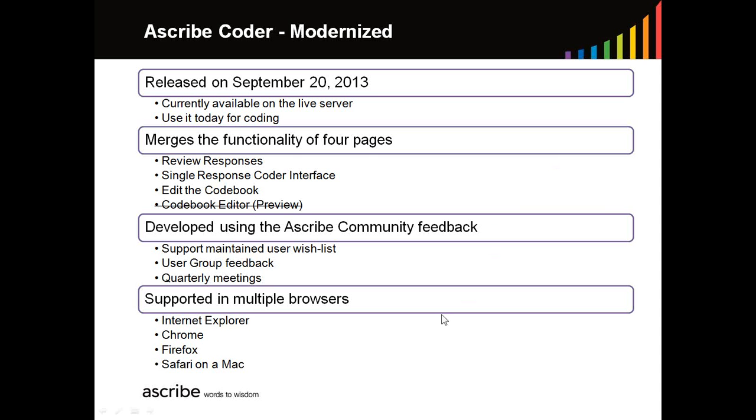Okay. Also, one of the reasons that we merged the functionality of these 4 pages into one was we had to rewrite them anyway so they could be supported in multiple browsers. Ascribe Coder can be accessed through Internet Explorer, usually IE10 and IE11 are best, Chrome, Firefox, or Safari on a Mac. So Ascribe Coder is multiple browser compatible, and as we move forward with Ascribe, more and more of our tools will be multi-browser compatible.